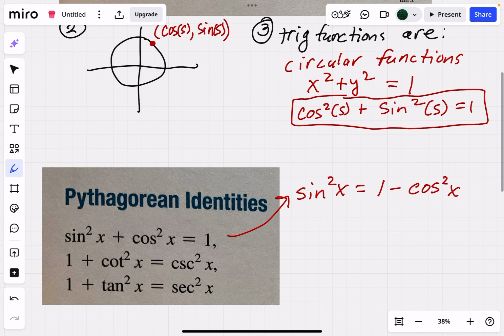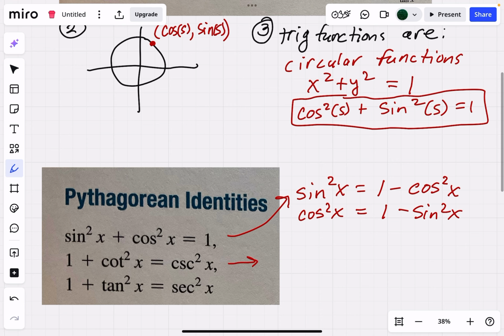You can also do, what if I would like to solve for cosine squared of x? Then this would be 1 minus sine squared of x. And I don't even have to write it like that. I could put the negative sine squared x first and then put plus 1, because of commutative properties.